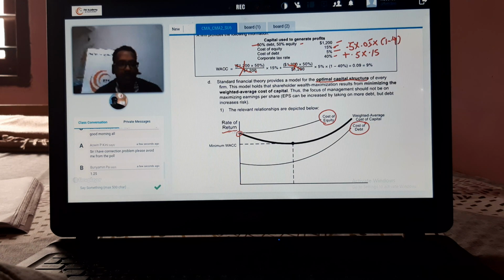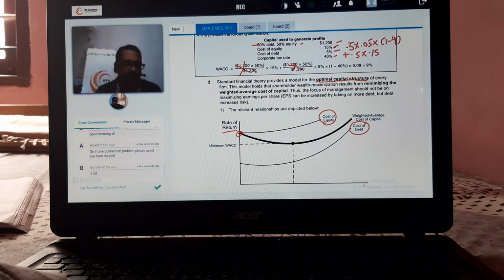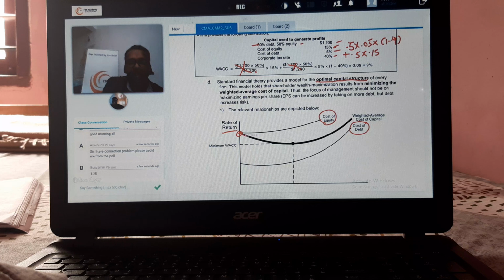Imagine you are mixing two things, the red paint and yellow paint. Red paint is more costly than yellow paint. You are slowly adding on the right side. When you go, you are adding slowly the yellow paint. You can think like that. Here what you are doing, you are adding slowly the debt to the balance sheet. Your WACC will be somewhere in between the bold line.